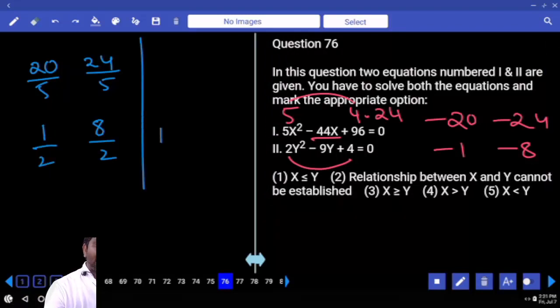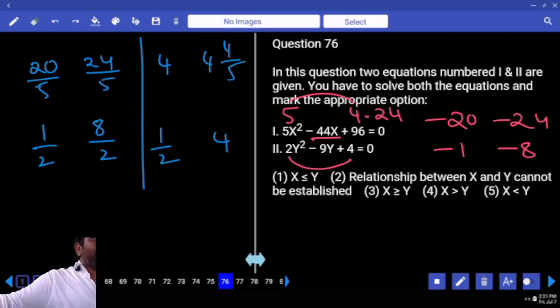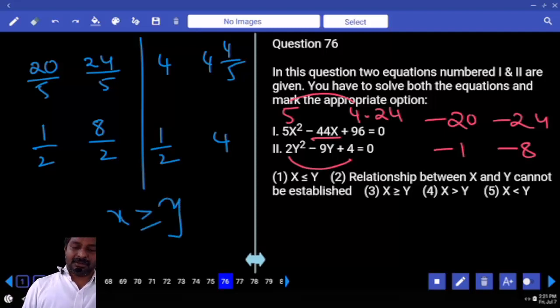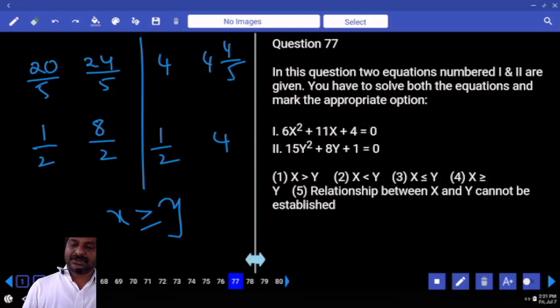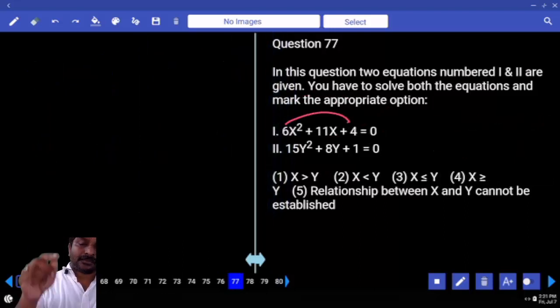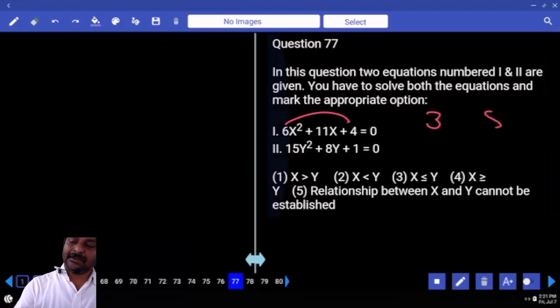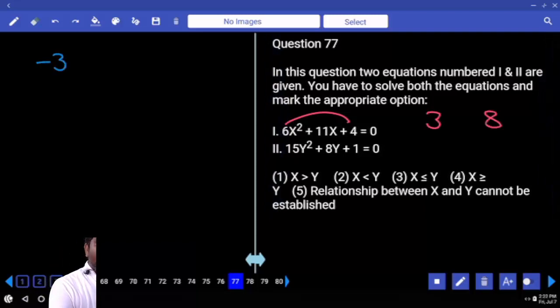Now, how much is this? 1 by 2, and this one? 4. How much is this? 4. And how much is this? 4, 4 by 5, correct? X is greater than or equal to Y. Next, 6 into 4 can be written as 3 into 8. Factors are minus 3, minus 8 divided by 6. 1 is less than minus 1, 1 is more than minus 1, correct?